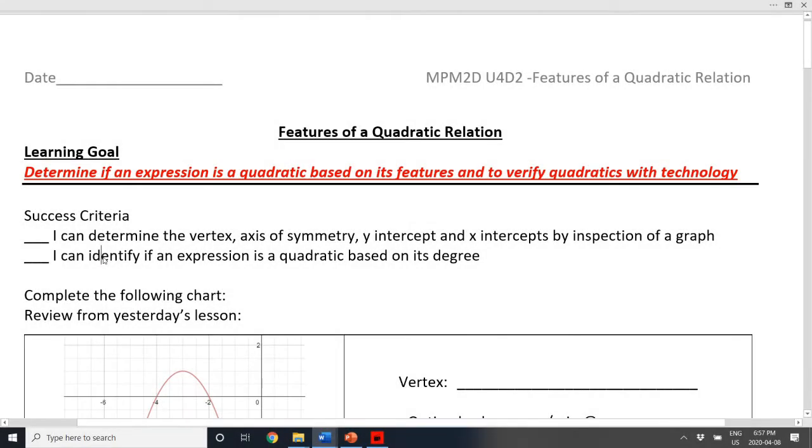Features of a quadratic relation. Our learning goal today is to determine if an expression is a quadratic based on its features and to verify quadratics with technology. Please ensure you have the lesson printout so you can follow along with this video.